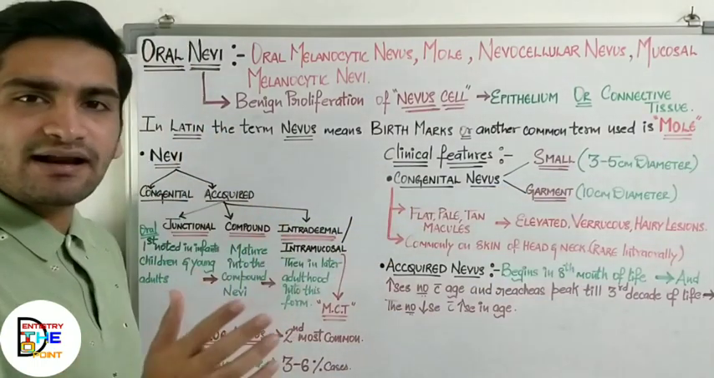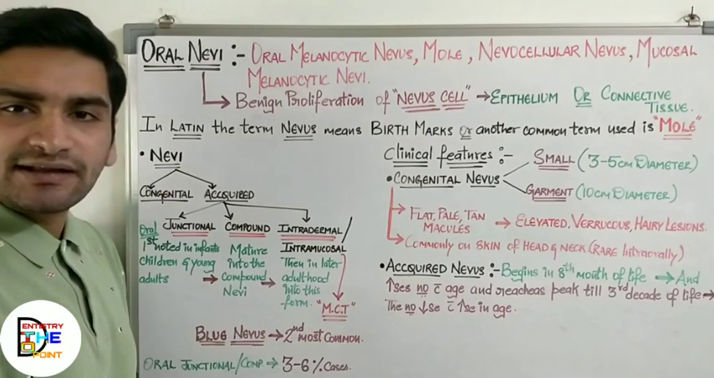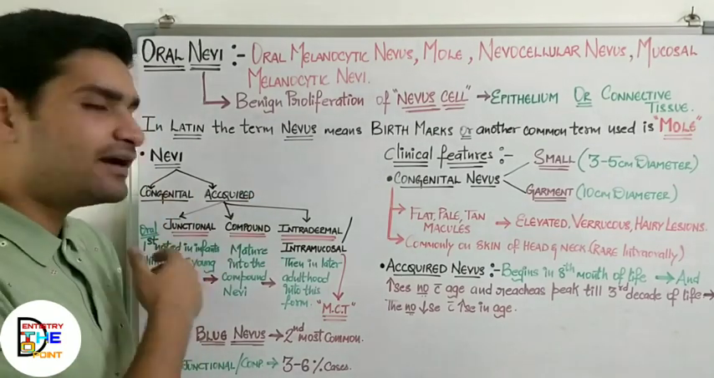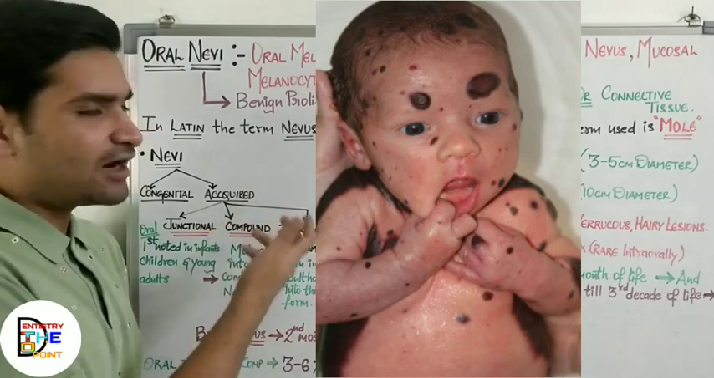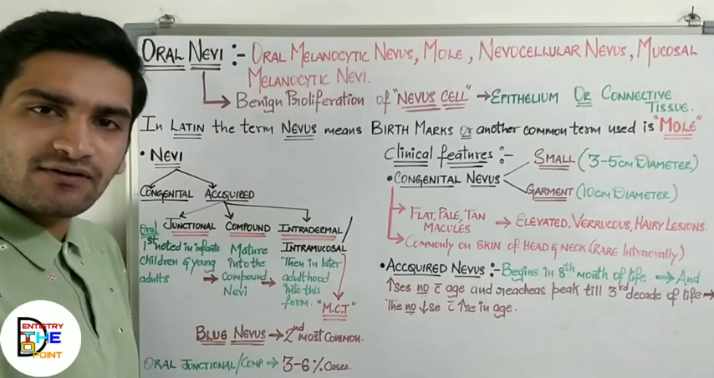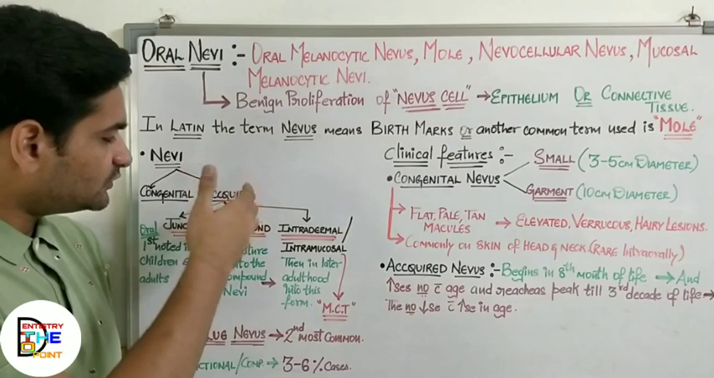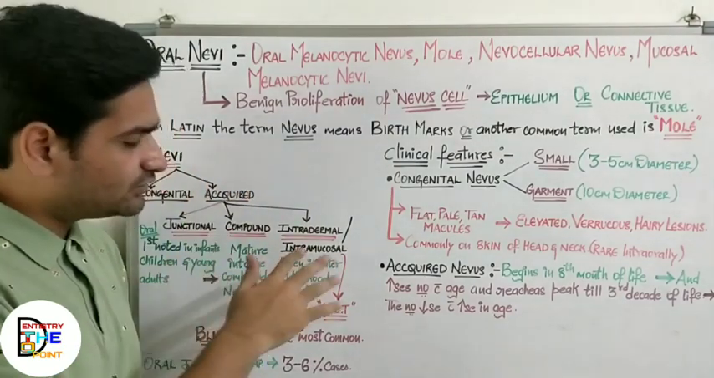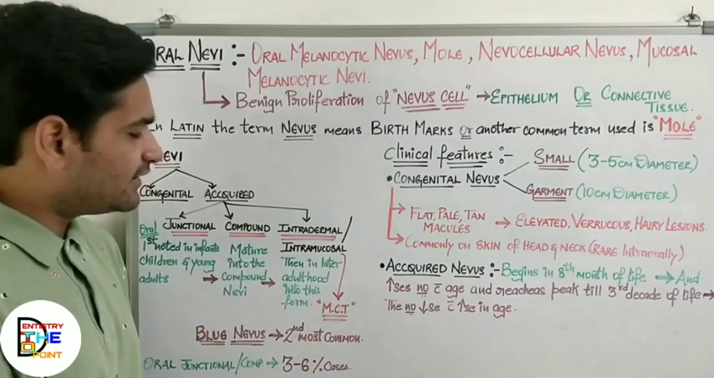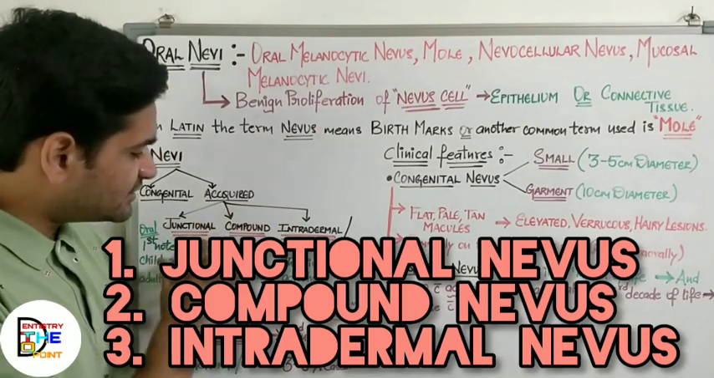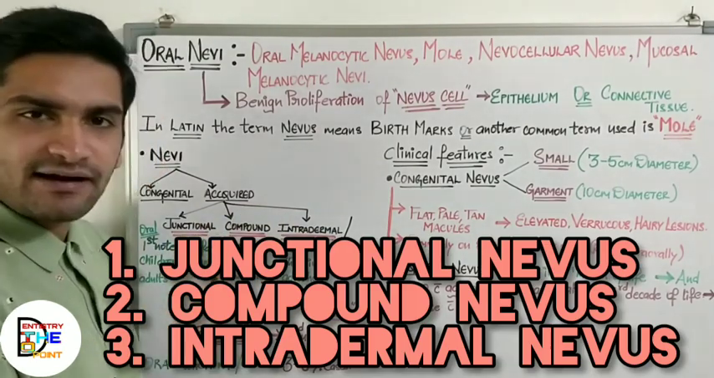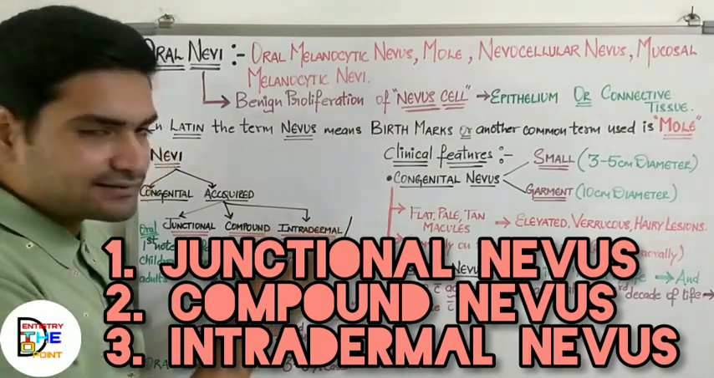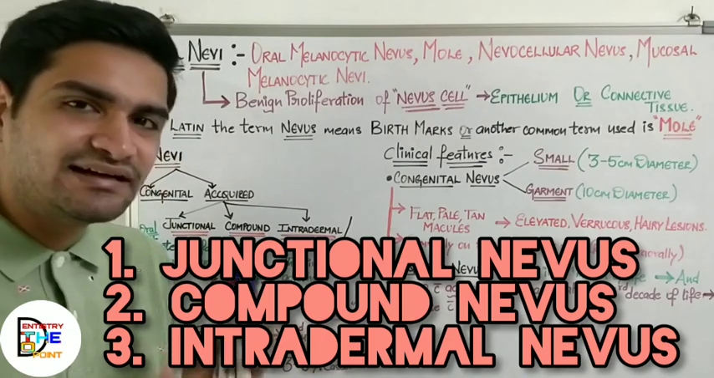Now nevi are categorized into two categories clinically, that is the congenital and the acquired. Congenital is present from birth; acquired is acquired after birth. Now this acquired category of nevi is again categorized into three histological variants, mainly junctional, compound or intradermal, or you can also call it intramucosal. Whichever occurs in the skin is called intradermal.